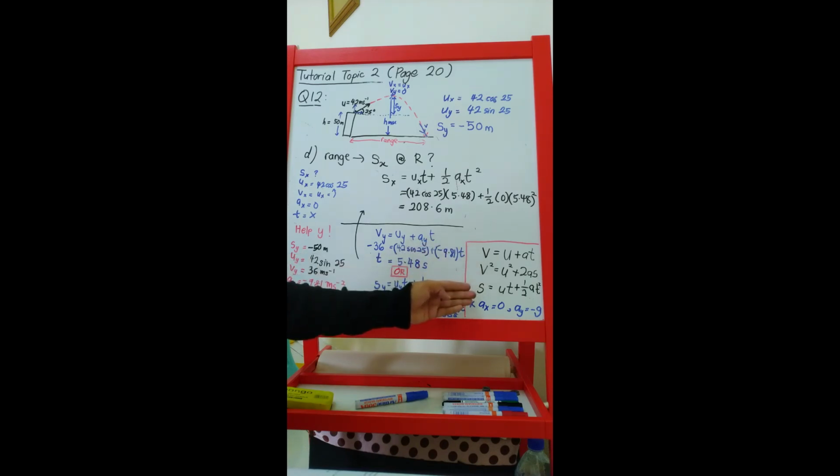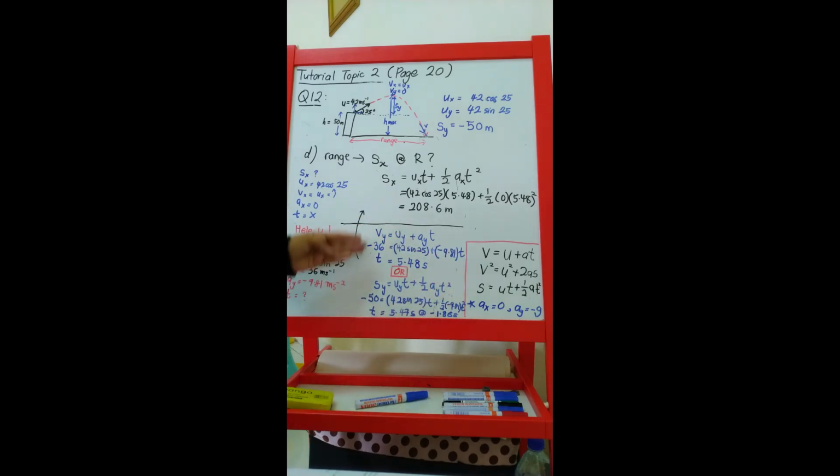Choose equation. The equations with time are the first and the third one, so you can actually use both. So these both work. If you use the first one, your Vy will equal negative 36. Remember y is negative. You can check the previous question, part C, y is negative. And then Uy is that one, Ay is that one, so you get time equals 5.48 seconds.